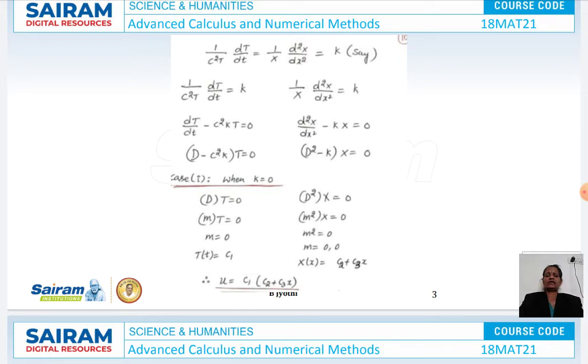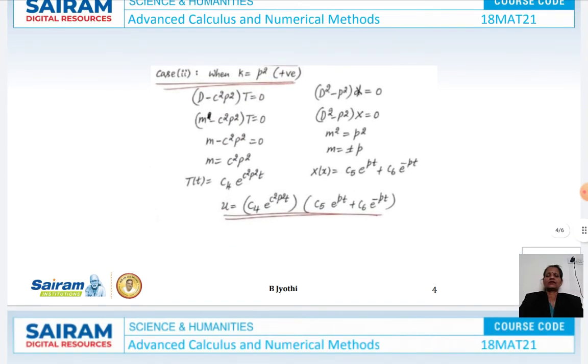Putting it in the D operator form, we get (D − c² k) T = 0 and (D² − k) X = 0. Case 1: put k = 0. Then we get D T = 0 and D² X = 0. Replacing D by m, we get m T = 0 and m² X = 0, which gives m = 0 and m² = 0, giving the solution T(t) = c1 and X(x) = c2 + c3 x. And therefore, the solution u = c1 (c2 + c3 x).